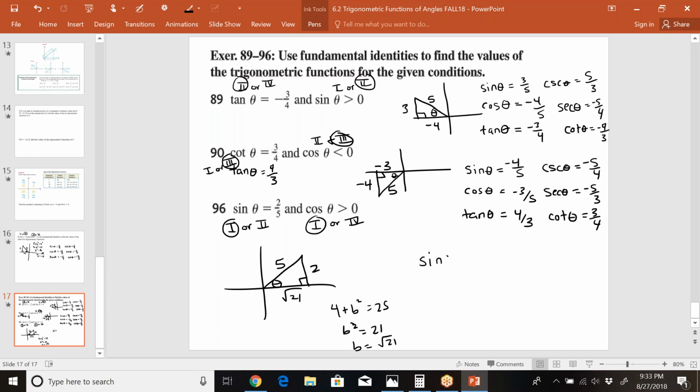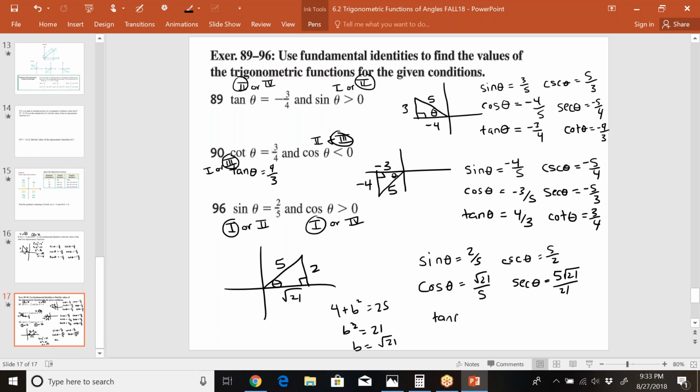So then when we go to write it out, we already know sine was 2 over 5. That means cosecant is going to be 5 over 2. Cosine of theta is square root of 21 over 5. So that means secant is going to be the reciprocal of that. You should kind of have gotten down a pattern here. When you flip it, the square root ends up on the bottom, but then you rationalize it. So you always end up getting the square root over itself.